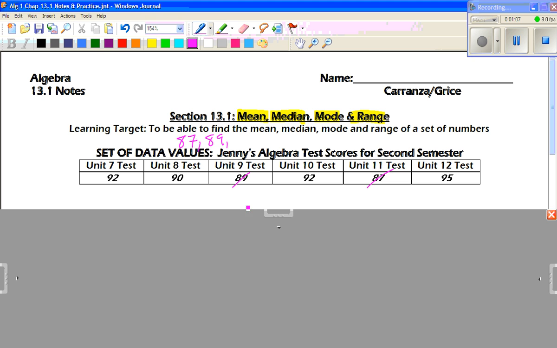Then we have 89, and I like to cross it out after we've used it. That way we've already covered it. Because sometimes, if you see with 92, there are two numbers. And then 95.